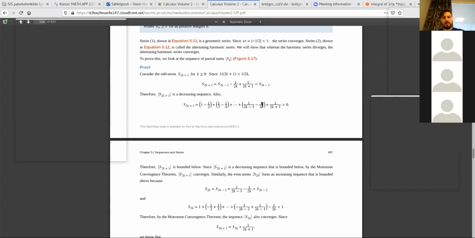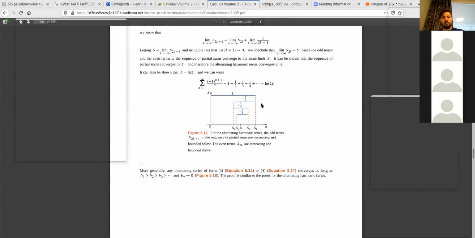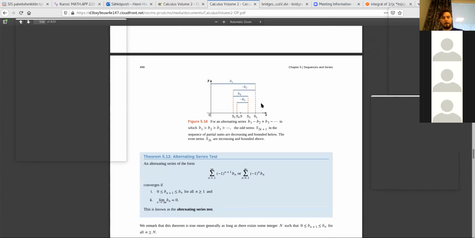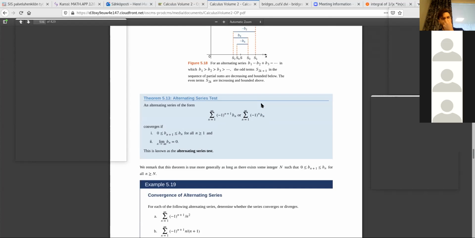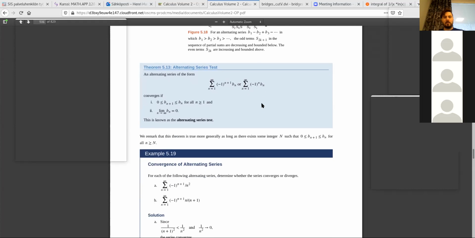No need to prove this. I mean, there's a proof here, but there's no need to go through it. So there are certain things that we can do with alternating tests.